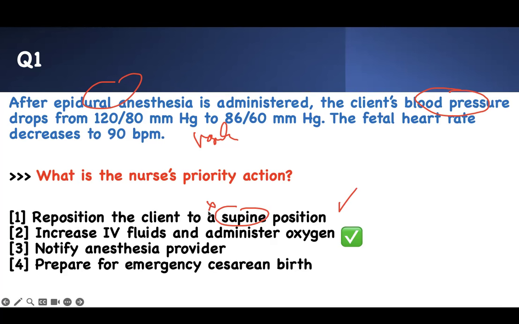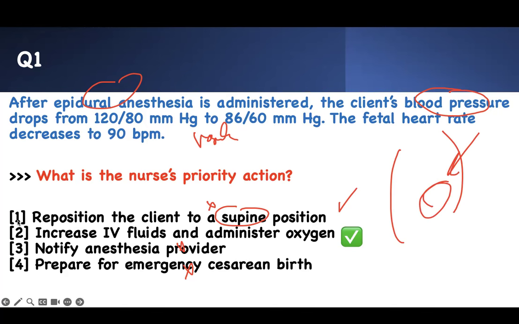Notify anesthesia provider. You can do something, but it is not the priority. Therefore, this is wrong. Prepare for emergency C-section. Patient has hypotension. It's not stable to go to surgery. Therefore, this is wrong. Therefore, what do you need to do? The veins are bigger. Fill the tank to help with the hypotension.